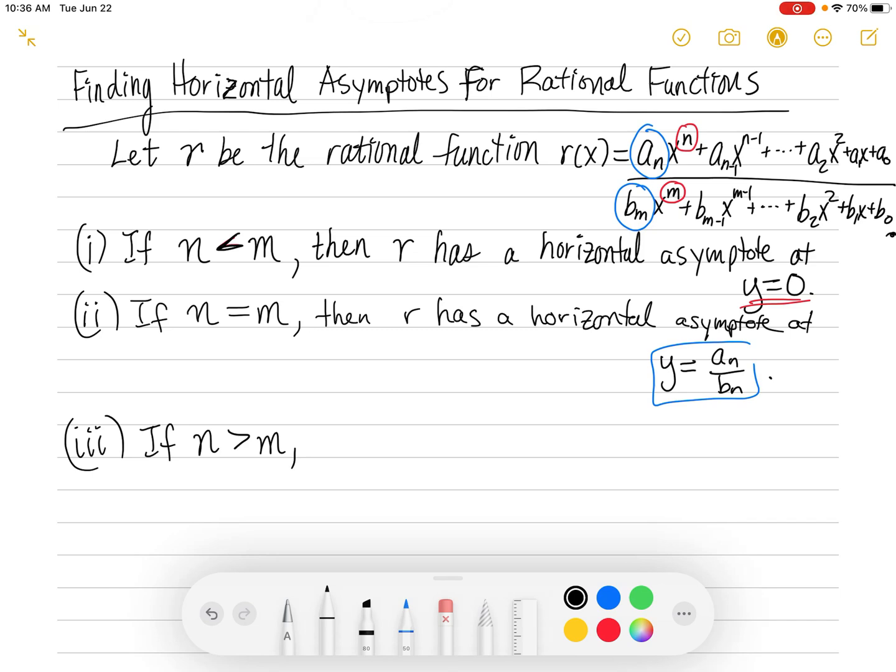What happens if the degree of the top is bigger than the degree of the bottom? So your top polynomial has a largest power larger than the bottom's largest power. What happens with that case? Then r has no horizontal asymptote.